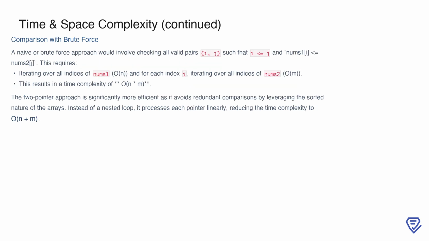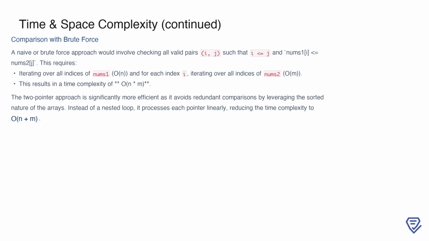When comparing this approach to a brute force method, the efficiency of the two-pointer technique becomes even more evident. A brute force solution would involve iterating through all possible pairs of indices, i, j, such that i is less than or equal to j, and checking the condition nums1[i] <= nums2[j] for each pair. This requires a nested loop. The outer loop iterates over all indices of nums1, O(n), and for each index, the inner loop iterates over all indices of nums2, O(m).